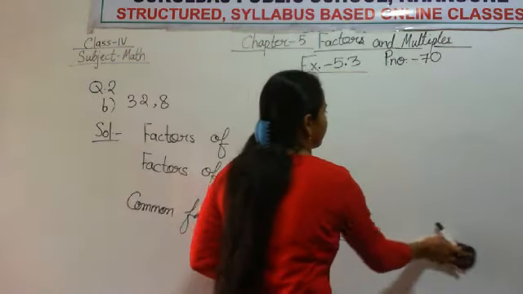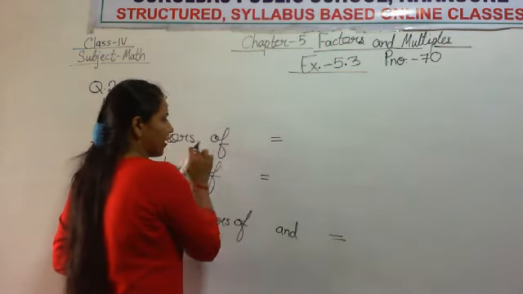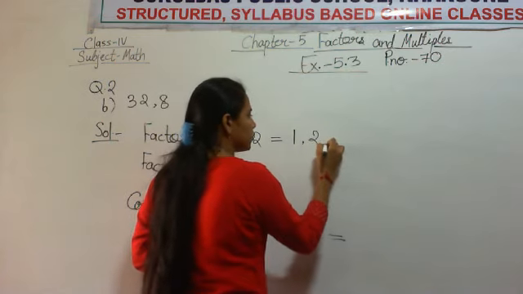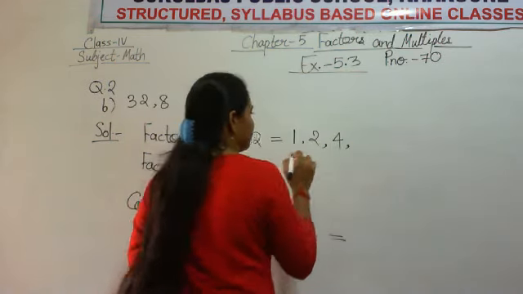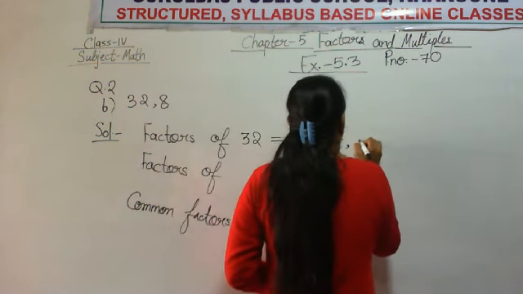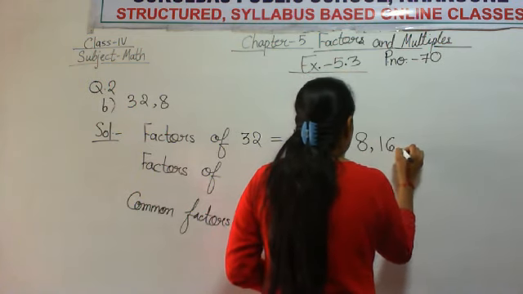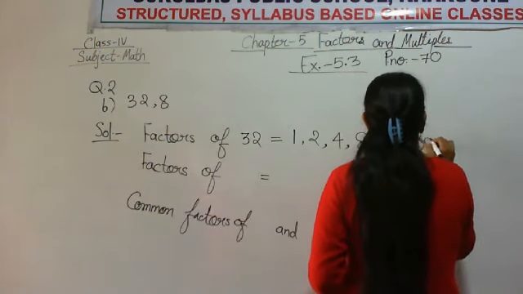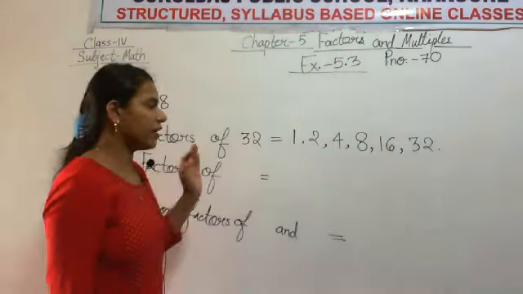Two numbers are given. First we will write the factors for number 32. So factors of 32 are 1, 2, 4, 8, 16 and 32. Right? These are the factors for the number 32.